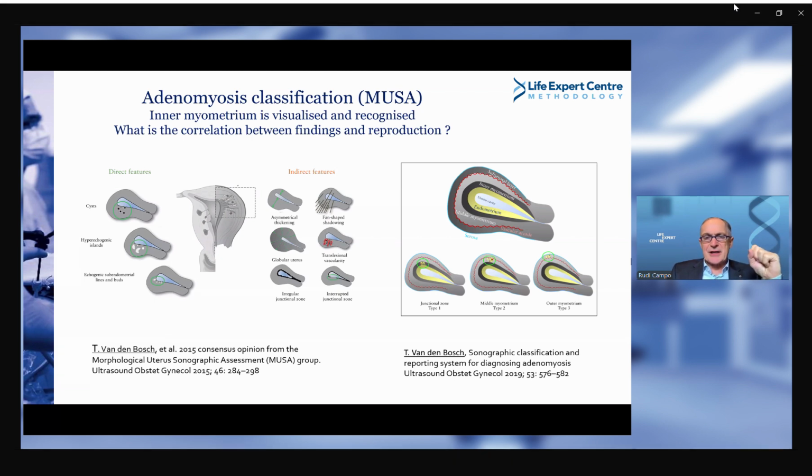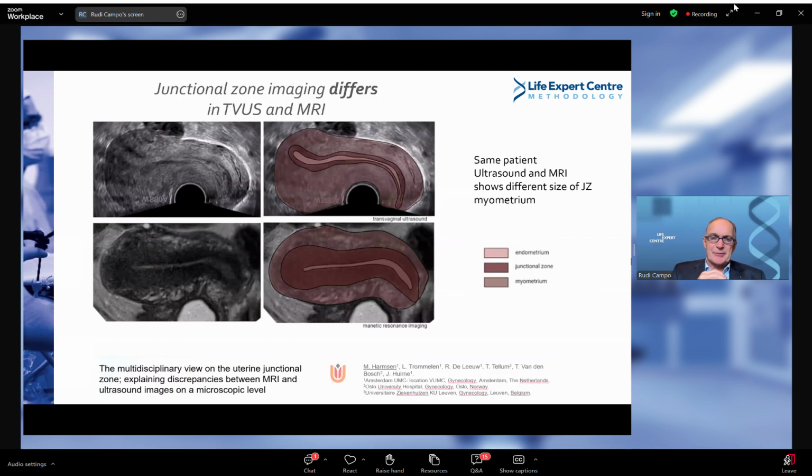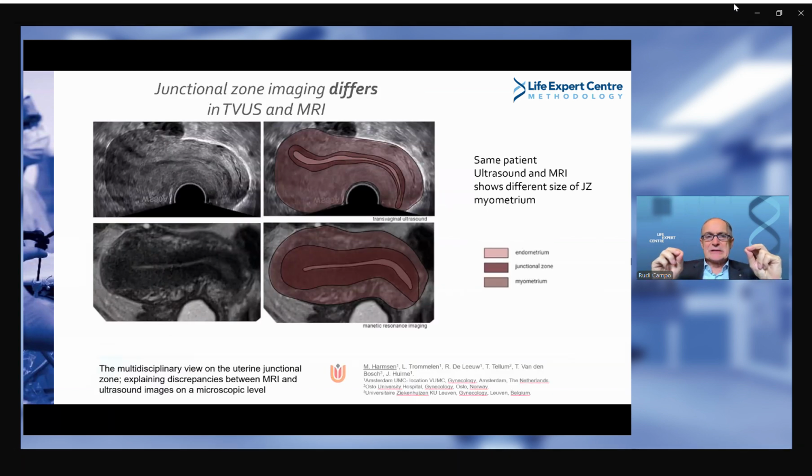But the Dutch have also done an extremely good publication, which is extremely important. Transvaginal ultrasound does not meet the same imaging criteria as MRI. It has been shown clearly that the juxtazone, as it is seen in ultrasound, is not the same. This is the same patient: in MRI, abnormal juxtazone; in ultrasound, normal juxtazone. So this makes things a little bit complicated.